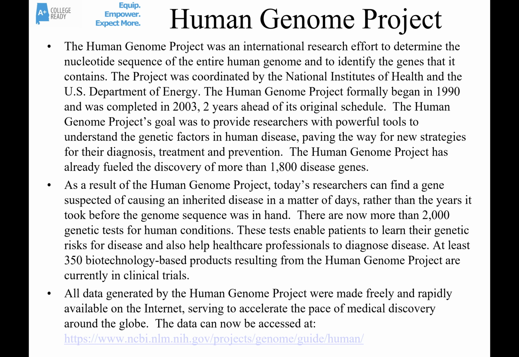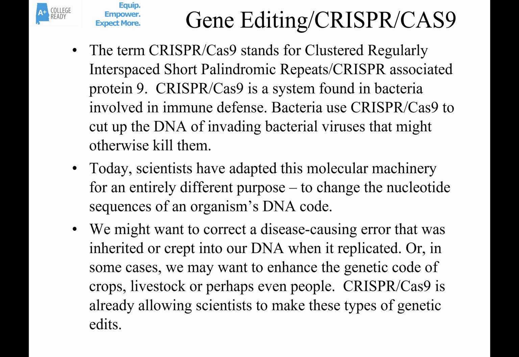And then the final thing we'll mention is pretty new. This is gene editing using a process called CRISPR-Cas9. CRISPR-Cas9 stands for clustered regularly interspaced short palindromic repeats associated with protein 9. Originally, this was a system found in bacteria, evolved in their immune defense. Bacteria used it to cut up the DNA of invading bacterial viruses, sort of like restriction enzymes, that might have otherwise killed them. But scientists have been able to adapt the bacteria's molecular machinery to change the nucleotide sequences of an organism's DNA code.